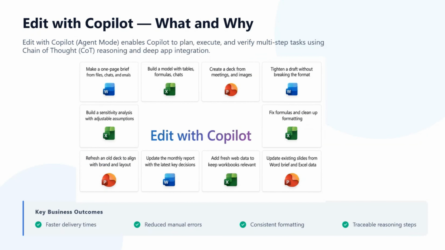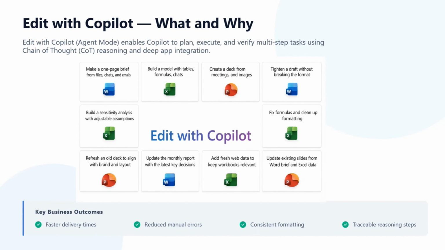Now, let's understand Edit with Copilot, what it is and why it is important. So Edit with Copilot, which was previously known as agent mode, enables Copilot to plan, execute, and verify multi-step tasks using advanced reasoning and deep integration with Microsoft 365 apps. Traditionally, AI simply responds to questions, but with Edit with Copilot, it works differently. So instead of just answering, it understands the goal, plans the step, and completes the task across different applications.